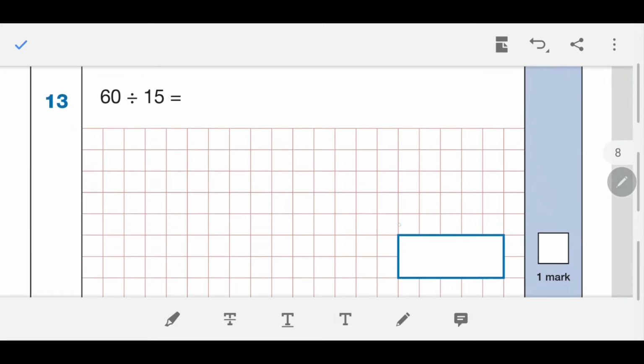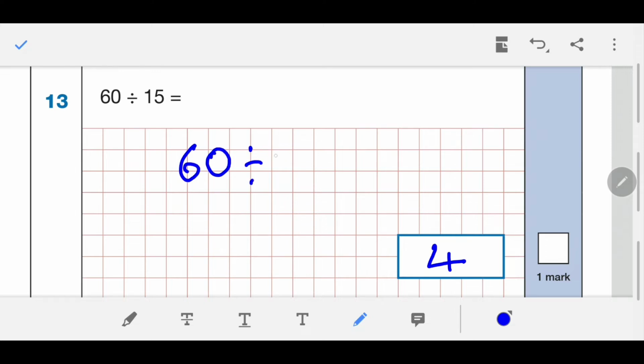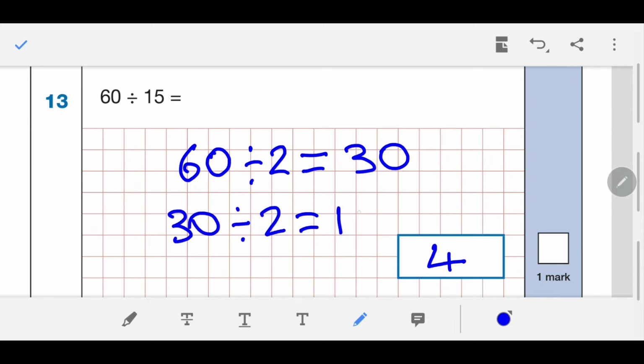Question number 13. 60 divided by 15. Now this you can do mentally, or you can do it with the different methods of division. It's up to yourself. But I'm just going to write the answer, which is simply 4, because I know for a fact 60 divided by 2 gives me an answer of 30. If I take 30 and divide that by 2, I get an answer of 15. So how many times does 15 go into 60?